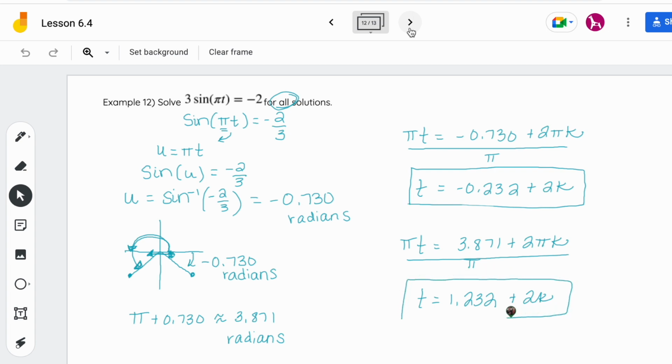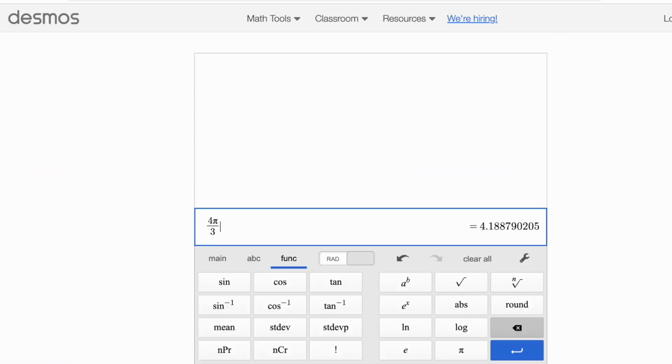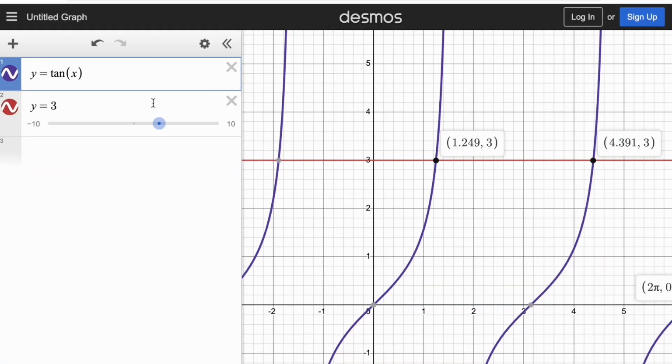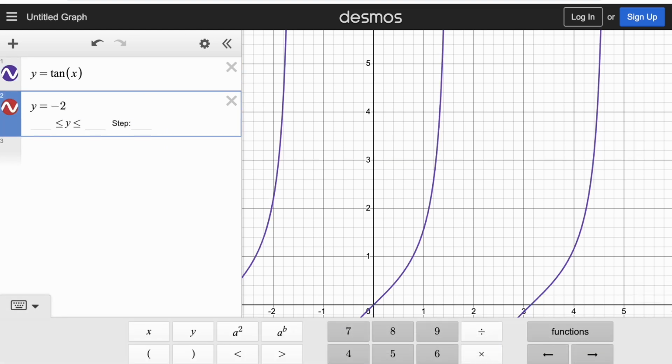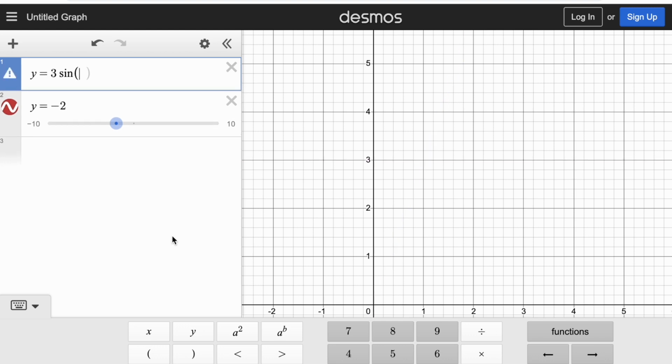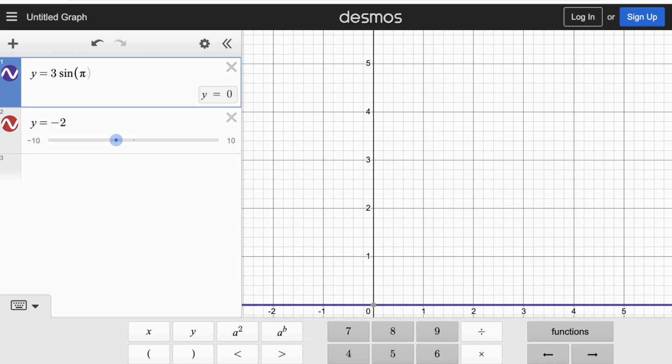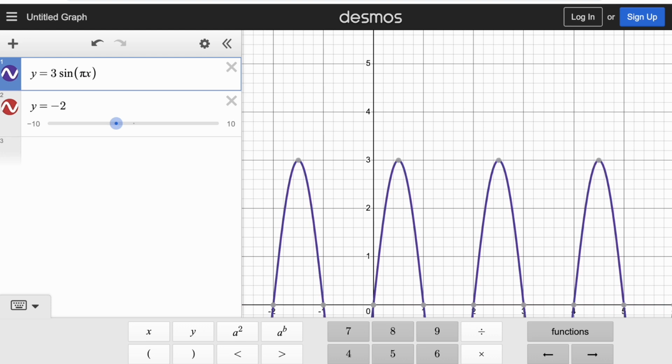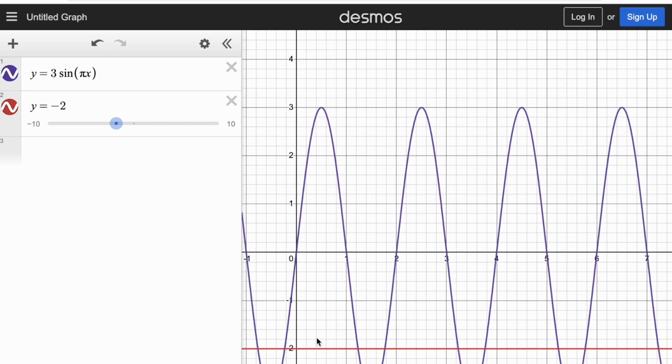Since we are in radians, let's take a look at what this might look like on our calculator. We have y is negative 2 as a solution, and then we have y equals 3 times sine of pi x, of course. And we're all solutions. Okay, so down here is where it looks like we're connecting. And here.